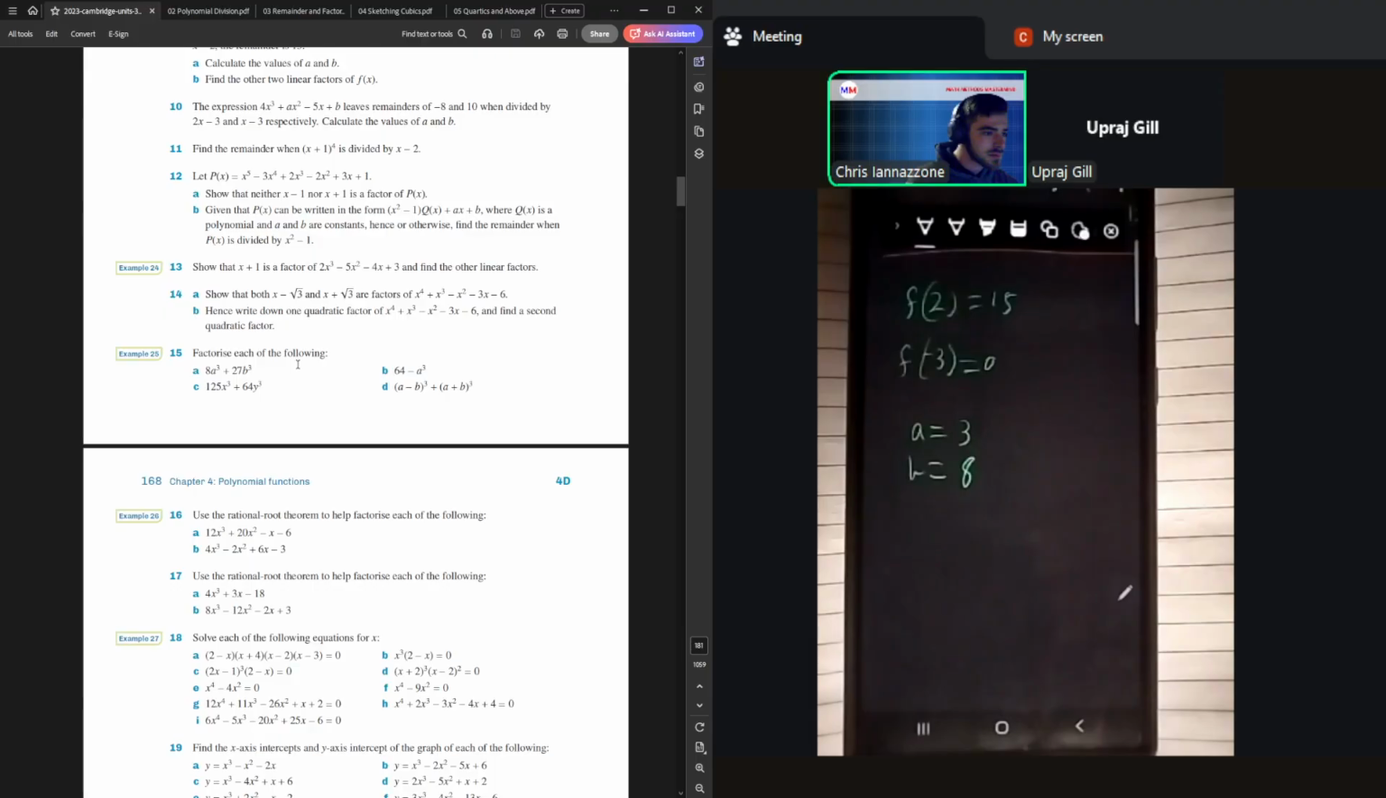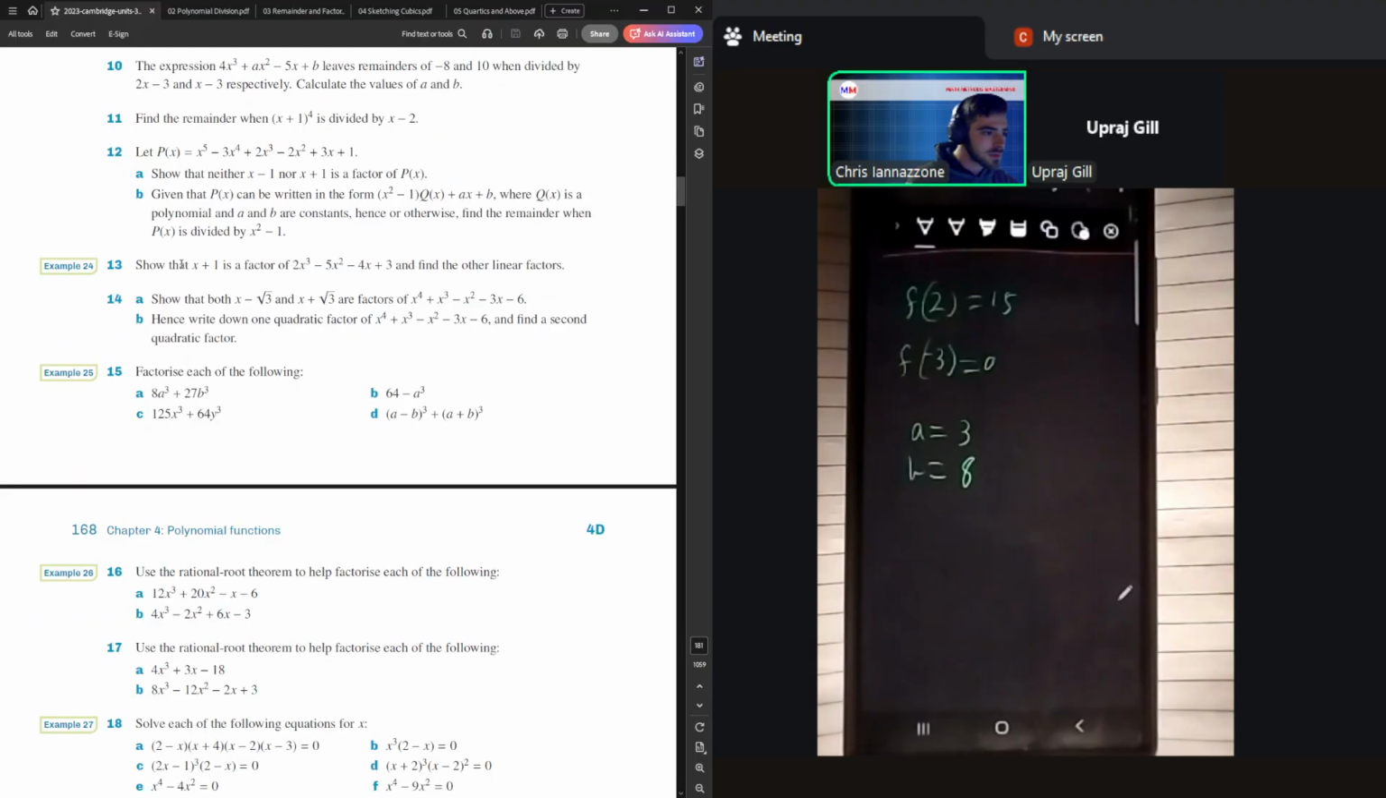Okay, where do we go? That was that one. Cool. That we've already basically answered. This is just a slightly harder version because now you've got roots. Hence, write down one, find a second. Yep, same thing, same wording.